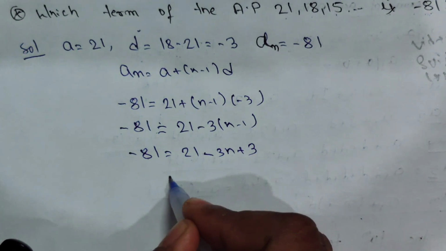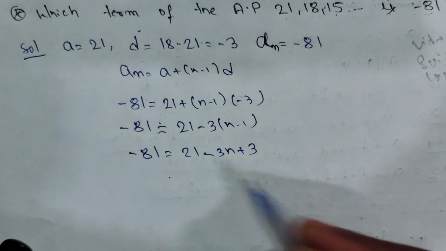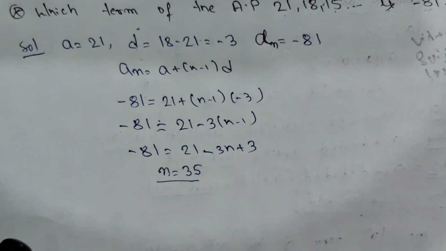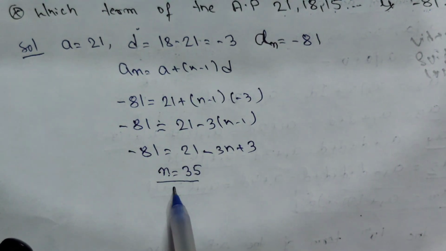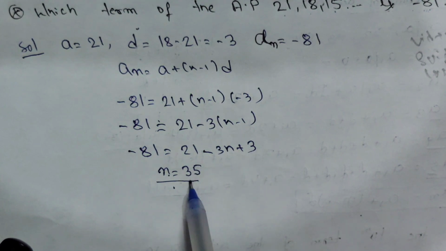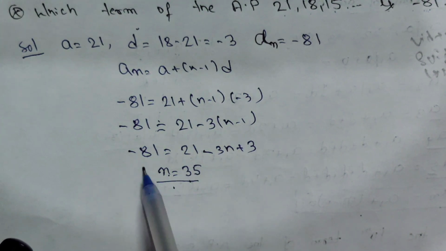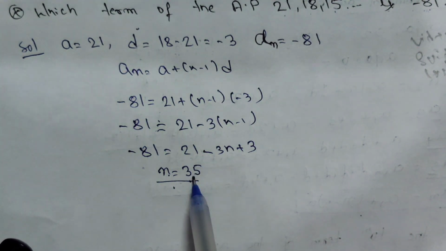Now when you solve, you are going to get, as I told you, do the calculation and I will tell you the answer. So n value is 35. Means minus 81 is lying on the 35th place. Minus 81 is lying on the 35th place. Did we understand?